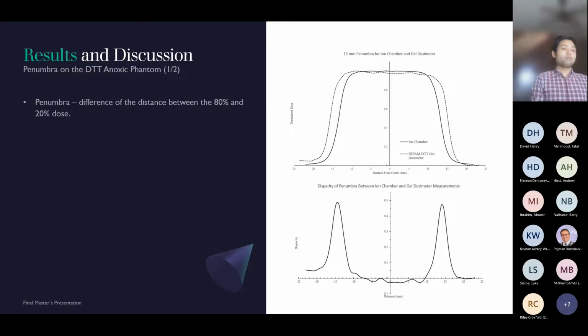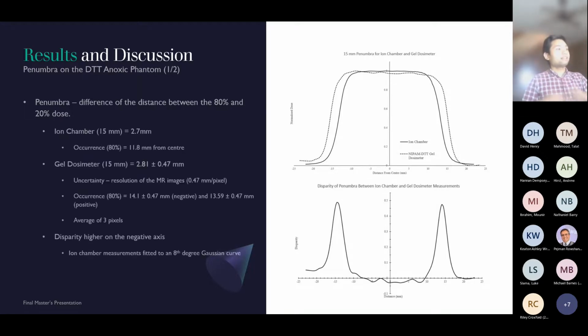Just using the DDT anoxic phantom, we could still get a lot of information out of it. What I measured first was the penumbra, which is the difference in distance between the 80% and the 20% dose. For the ion chamber at a depth of 15 millimeters, the penumbra was 2.7 millimeters, but for the gel dosimeter, it was 2.81 plus or minus 0.47 millimeters. So the gel dosimeter was within uncertainty of the ion chamber measurements.